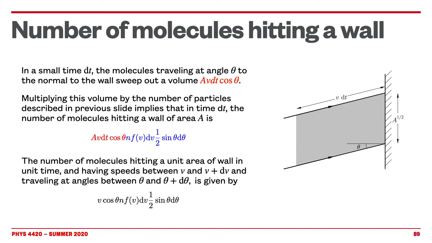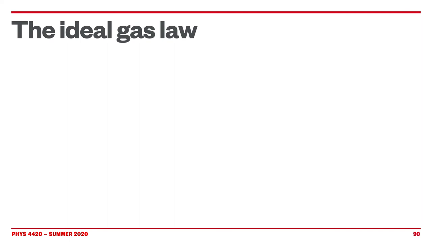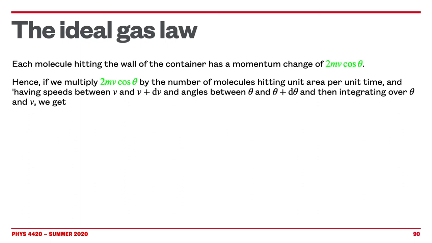We are almost there, almost there. One more step is to realize that each particle is going to provide a momentum 2mv cos theta, okay? So this is what we have. We have a change in momentum of 2mv cos theta. So each of the particles we just calculated that would hit the wall with a surface area A during a time dt, each of them will impart a momentum change of 2mv cos theta, okay? So all we have to do is to multiply the number of particles that have the right properties by this term.